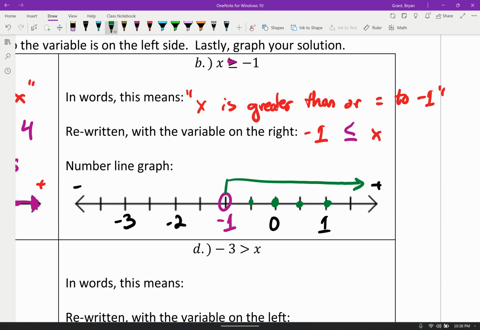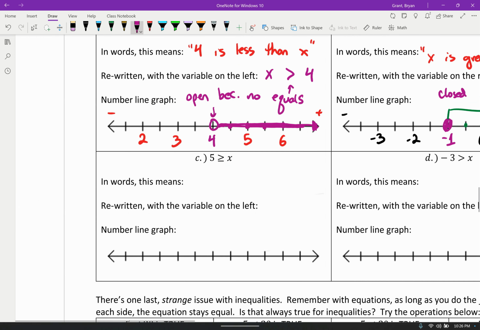Last but not least, do we fill in the circle? Yes, we do fill this in, so I'm going to say closed, because there's an equal sign. Do you guys see the equal sign in the problem right here? And that's that. 2 to go.